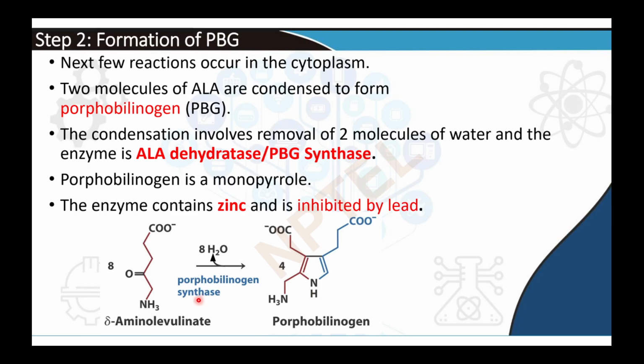So this is the second step in the heme synthesis. From two molecules of delta aminolevulinate, we get one molecule of porphobilinogen, where the cyclization is occurring by the enzyme PBG synthase or ALA dehydratase. And for two molecules of ALA, two molecules of water are removed. And this PBG is a monopyrrole since it has one pyrrole ring structure.